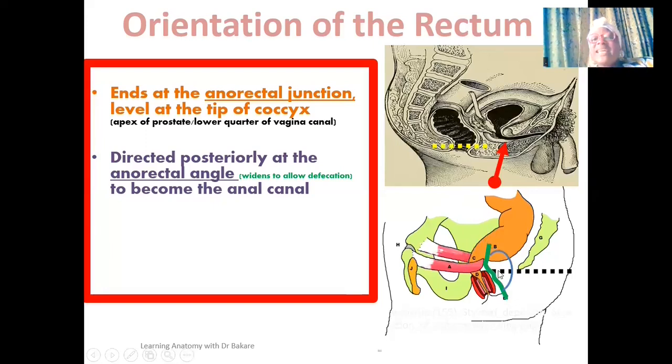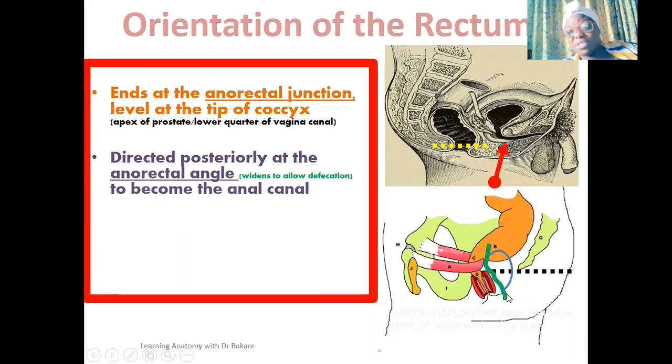So this angle tends to widen or increase so as to allow the process of defecation. During the process of defecation, there's going to be an increase of this angle marked in blue. And when it increases, it means that the anal canal will be more straightened because of the increase in this angle that is created by the anorectal junction. So the increase of this angle will help to facilitate the process of defecation. Because the anal canal is directed posteriorly, if there is an increase in the anorectal angle, it means this angle will be less curved.